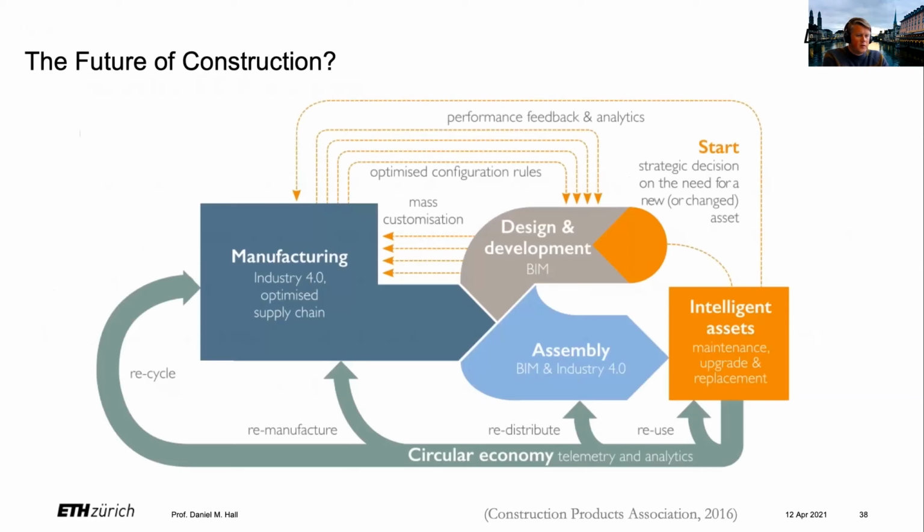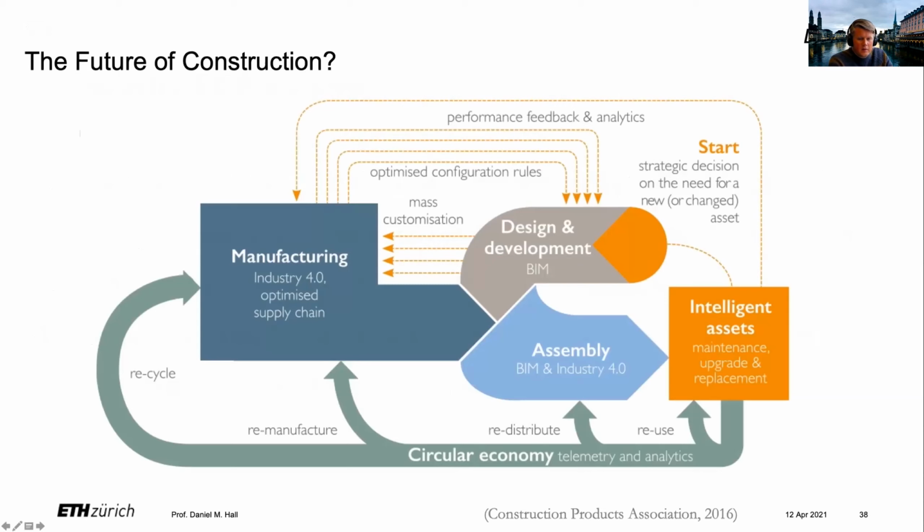And this finally leads to the idea that maybe we're seeing the future of construction in this way. So we start with the idea we have intelligent, we want a new asset. We do some kind of design and development, which engages in mass customization. And we move to this manufacturing stage of Industry 4.0 and optimized supply chains. And there's optimized configuration rules that feed back into that design development, right? So we're having mass customization, configuration rules moving back.